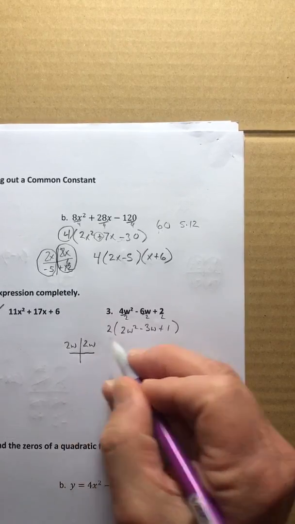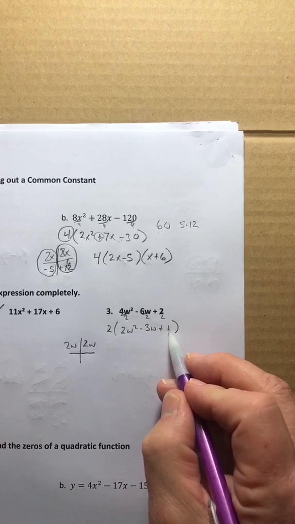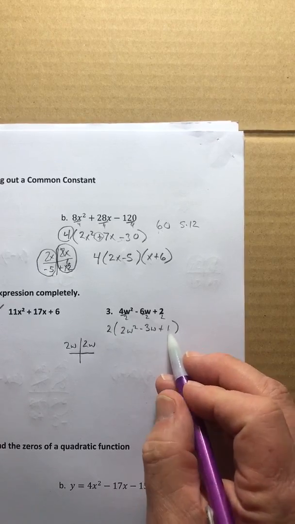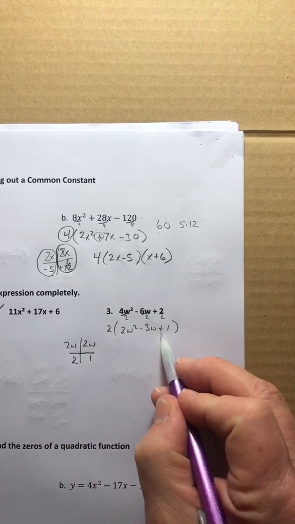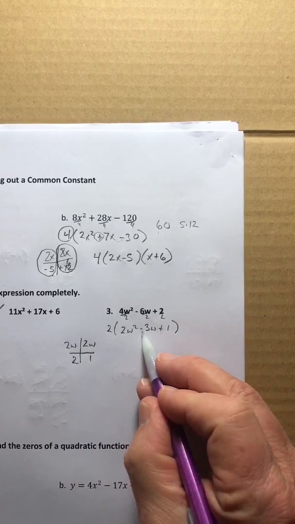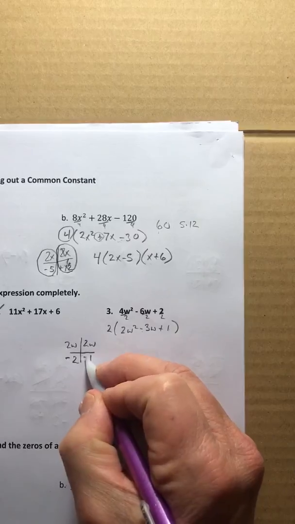2w, 2w. Multiply 2 times 1 is 2. We want the factors of 2 that add up to 3, and that would be 2 and 1. Last sign's a plus sign, so signs are the same, and they're both negative. So a negative and a negative.